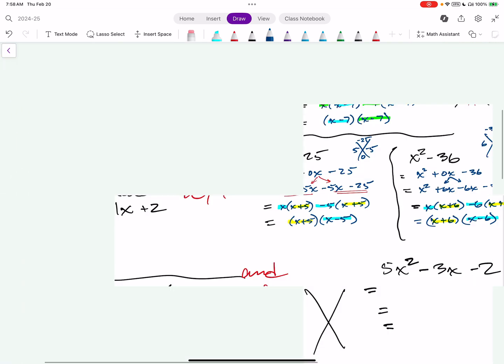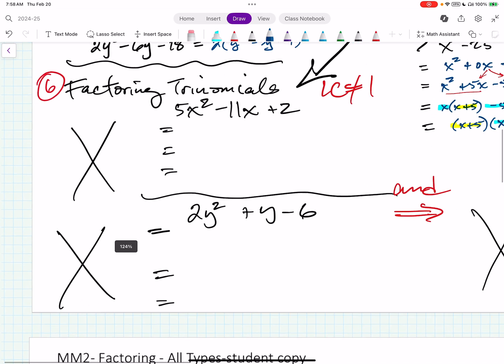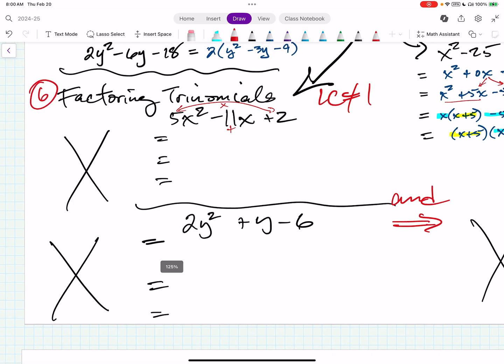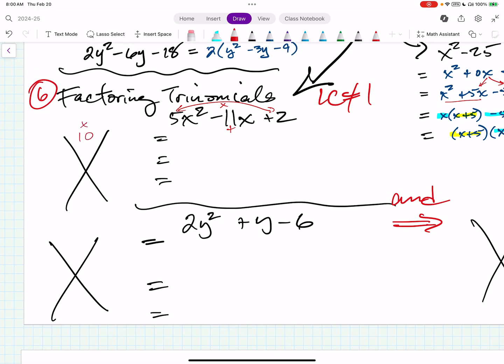All right, now number 6. Let's go to 6. Now when the lead coefficient is not 1, LC is lead coefficient, and it's 5 in this case, you got to adjust the game. So here you multiply 5 times 2 first, right? You multiply the lead coefficient times your constant, and then you have to figure out what two numbers multiply to that. So 5 times 2 is 10, so what two numbers multiply to 10 and add to negative 11, right? And so you got to do your factor pairs again.